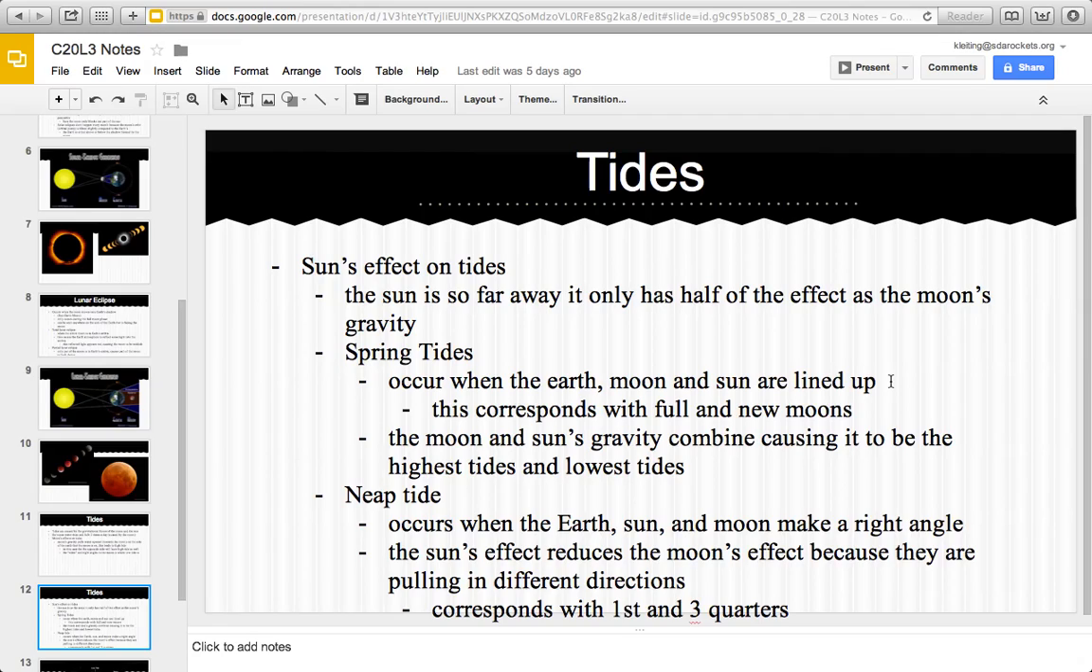Spring tides occur when the earth, moon, and sun are lined up. This corresponds with full and new moons. The moon and the sun's gravity combine, causing the highest highs and lowest lows.